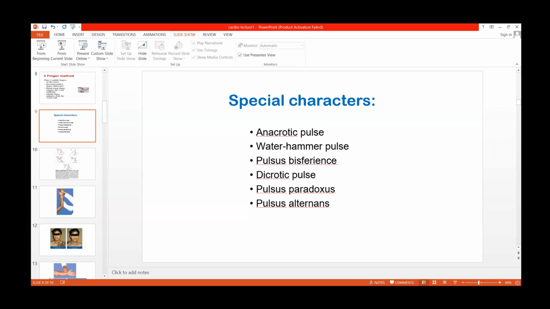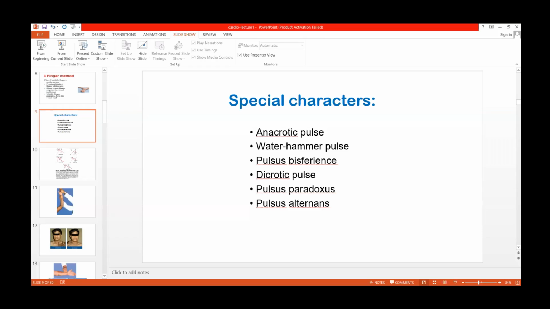So in HOCM, the two peaks are not of the same height. One peak is very sharp and the other peak is rather dome shaped, whereas in AS with AR, both the peaks are of the same height.